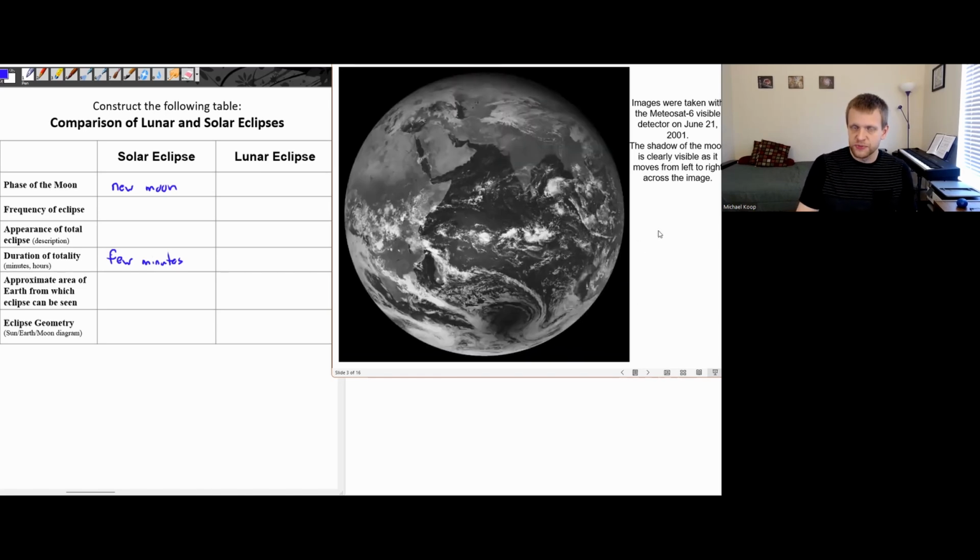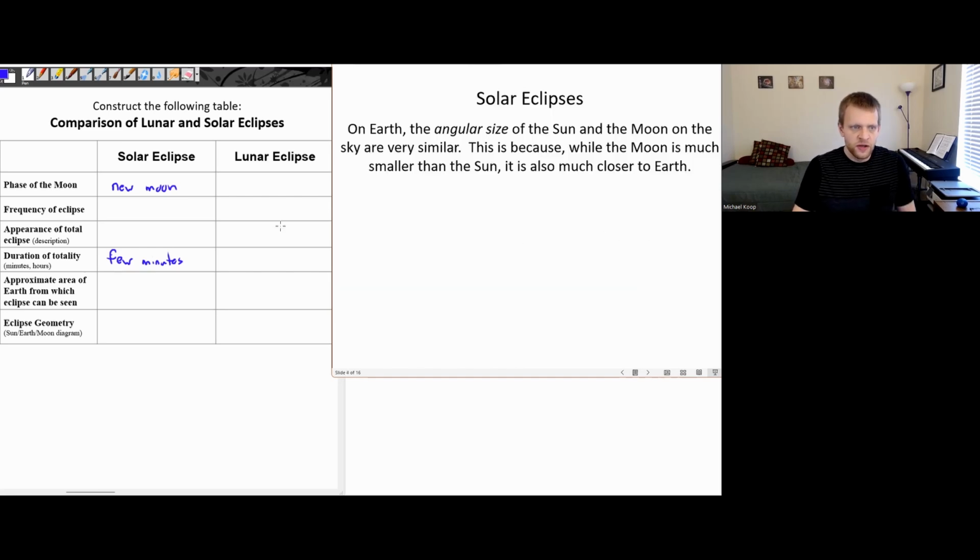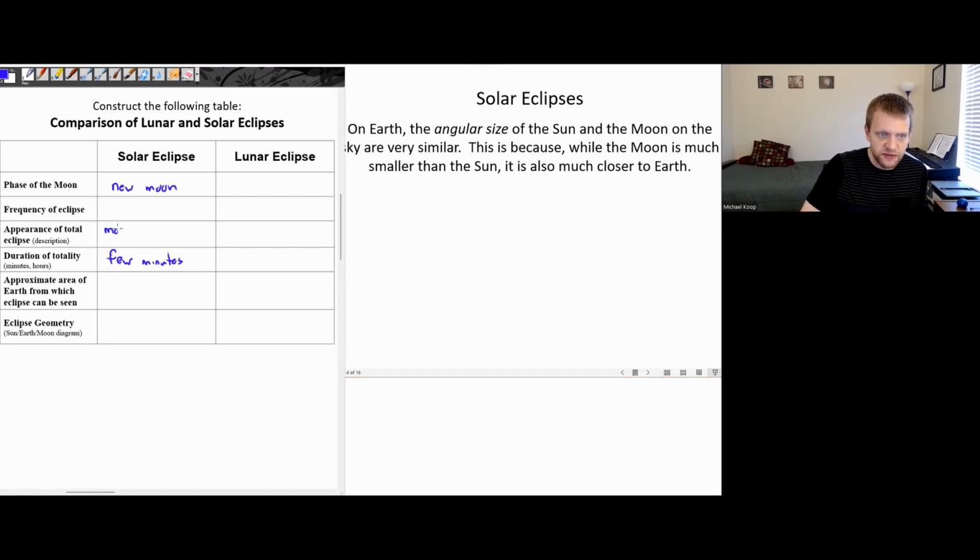So again, these solar eclipses are when the moon is casting a shadow onto the Earth. The appearance of this would be that the moon blocks our view of the sun.